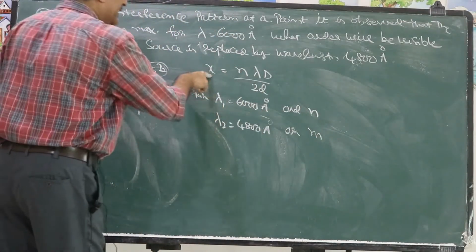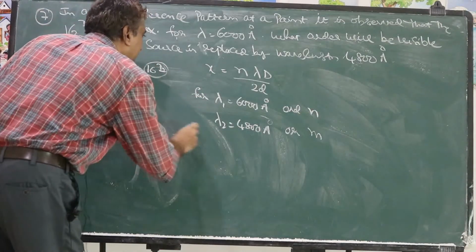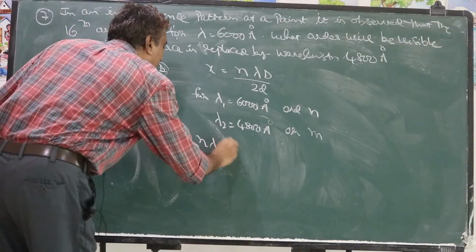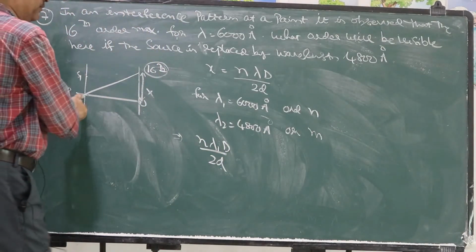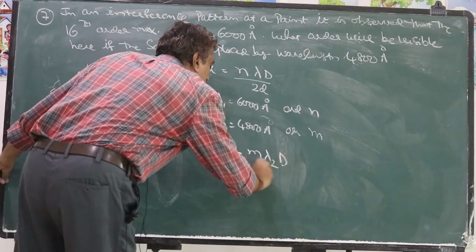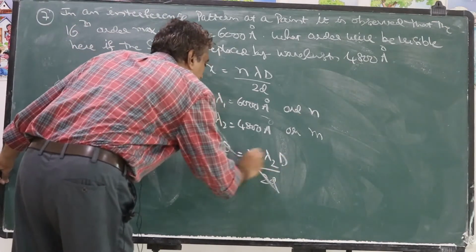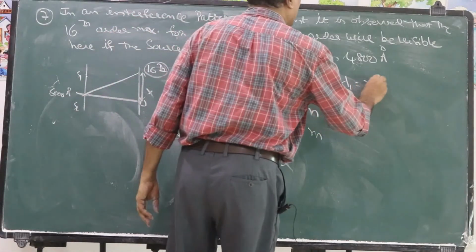Then the distance is same from both central maximum. So we can write the condition as n lambda 1 D by 2d equals m lambda 2 D by 2d, because D and 2d are not changed. So we can cancel this out, and we have the condition n lambda 1 is equal to m lambda 2.